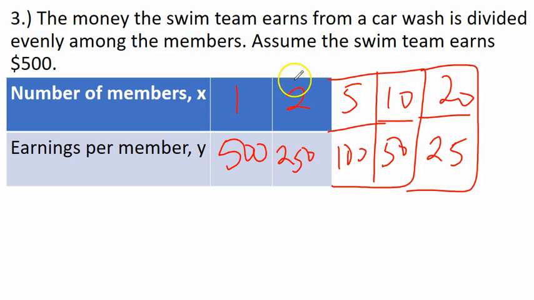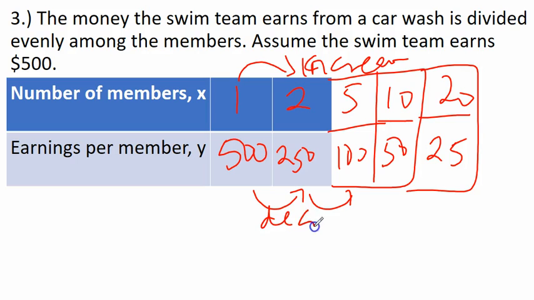As the number of members increases, what happens to the amount each person gets? Each person is going to get less. It decreases. So we see the pattern. It makes it look like inverse. Okay, if it is inverse, let's check for constants.